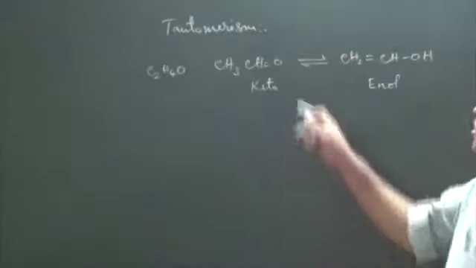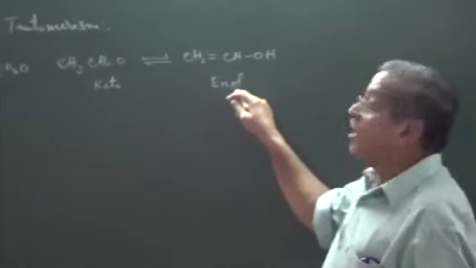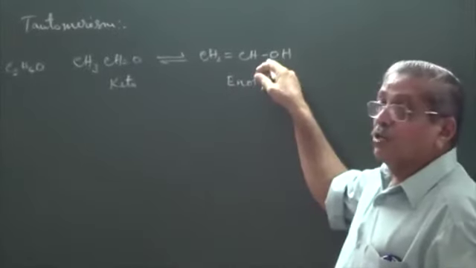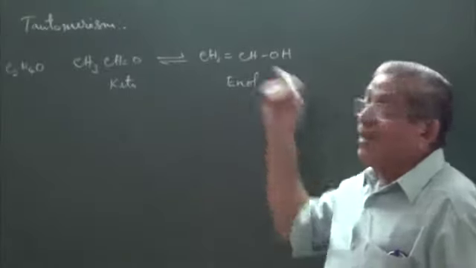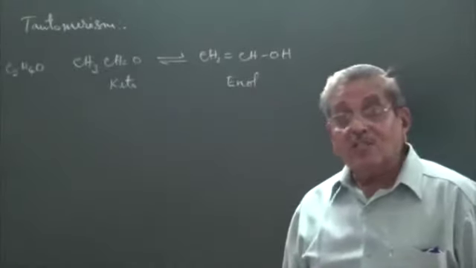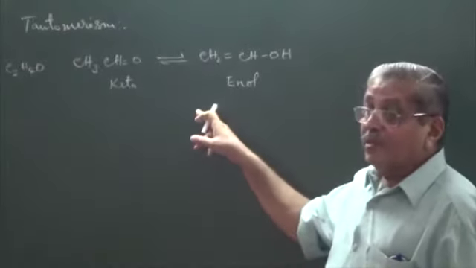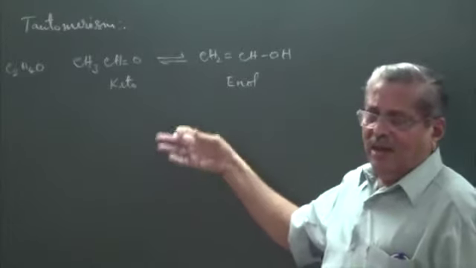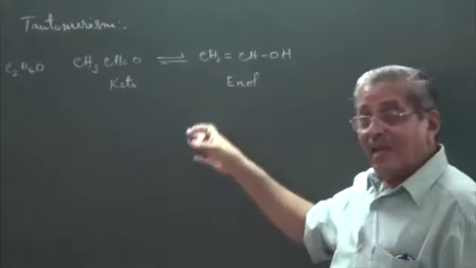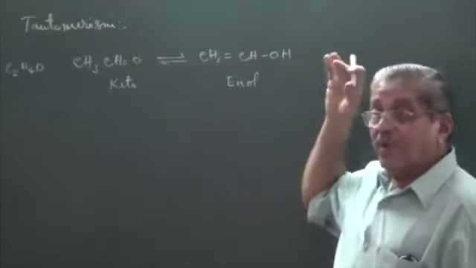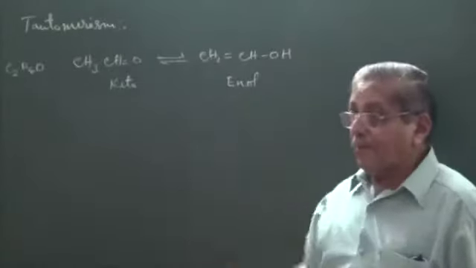Keto means carbonyl, the C double bond O group. Enol: en means double bond, and ol means alcohol. Double bond and alcoholic OH are both present, so it is called the enol form. So we have one type of tautomerism. We are going to discuss tautomerism separately, and this is only one example. We may have tautomerism in many different compounds, like nitro compounds, nitromethane, nitroethane, and also amides. We will see the types of tautomerism, but here keto-enol tautomerism is one type.